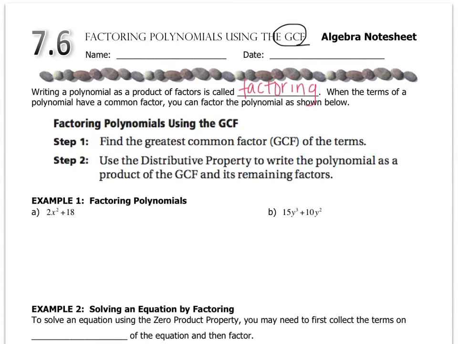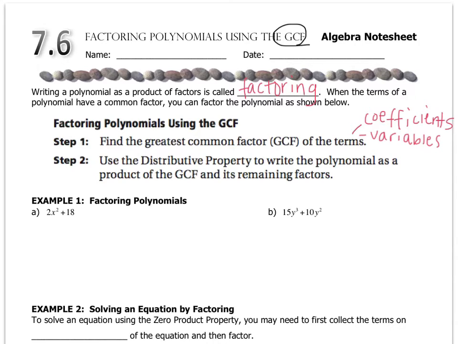When the terms of a polynomial have a common factor, you can factor that as shown below. So here are the steps. They might sound absolutely ridiculous to you. You might have no clue what it means, but hopefully you will after we do a few examples. The first thing you want to do when you're factoring a polynomial is to find the greatest common factor of the terms. That includes the coefficients and the variables themselves. Once you do that, you use the distributive property to write it as a product of its factors. And I'll show you how to get that factored leftover piece.